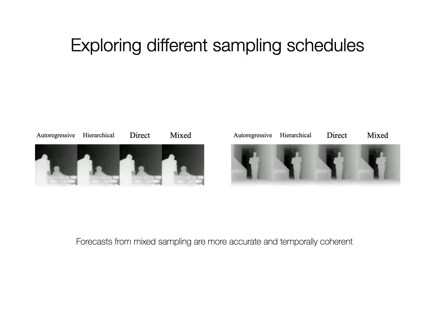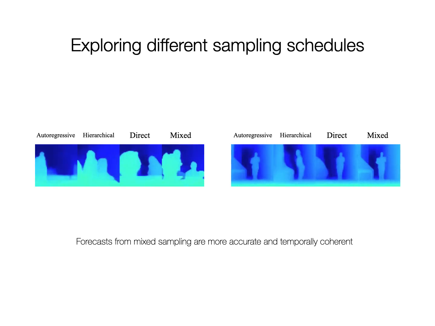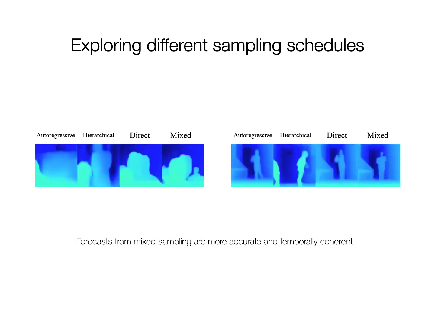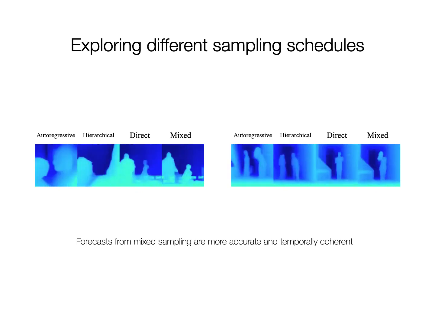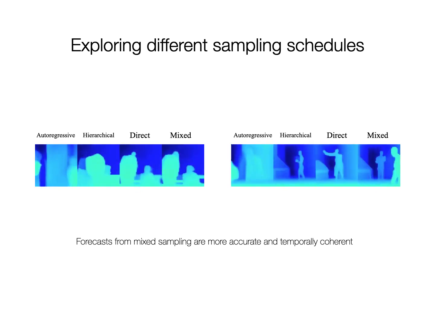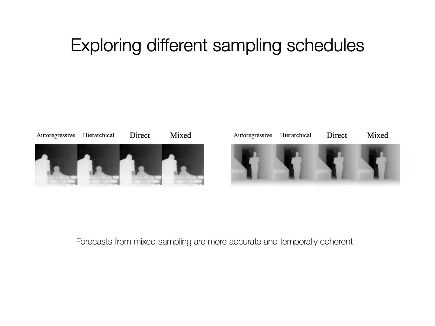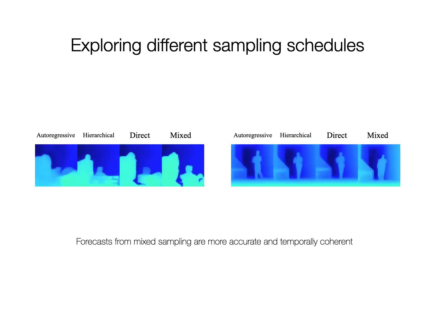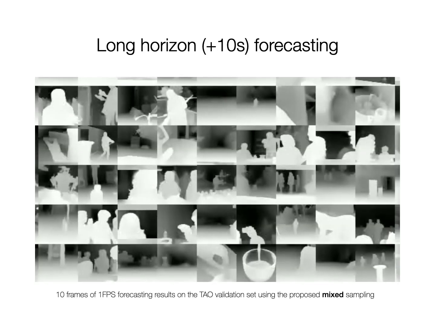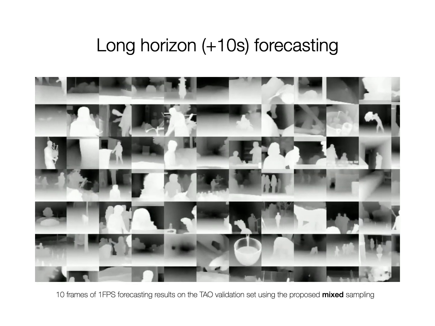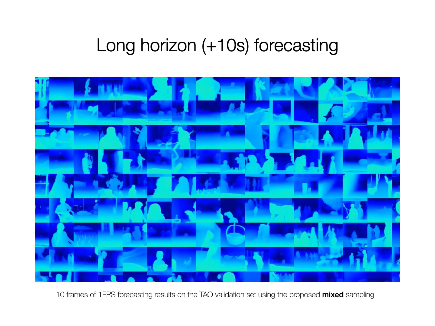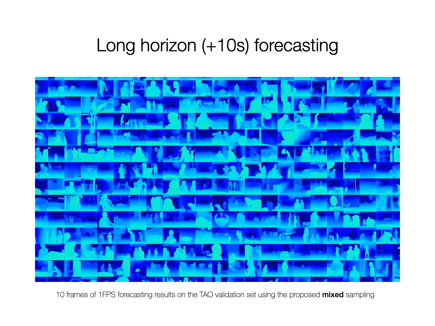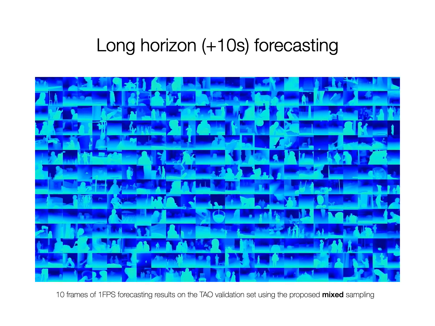Mixed sampling is a linear combination between autoregressive and direct sampling, and so we find that it is able to generate temporally coherent predictions like autoregressive sampling and more accurate predictions like direct sampling. Using mixed sampling, we are able to generate plausible and diverse futures for in-the-wild scenes for any horizon in the future.